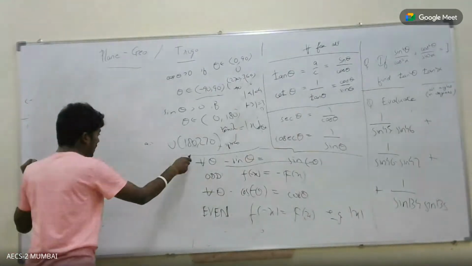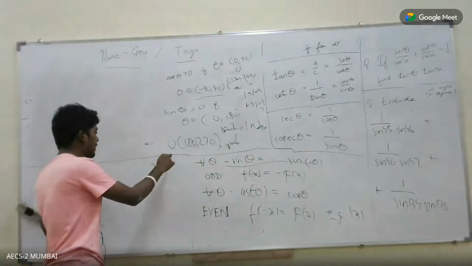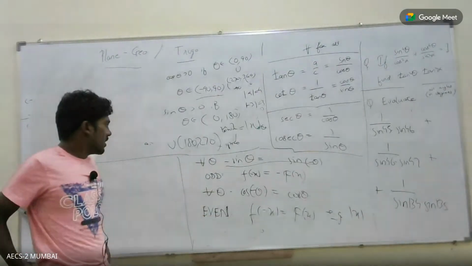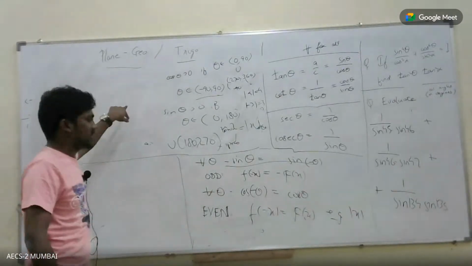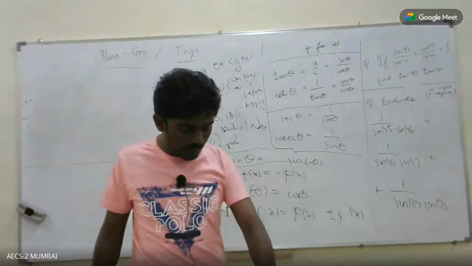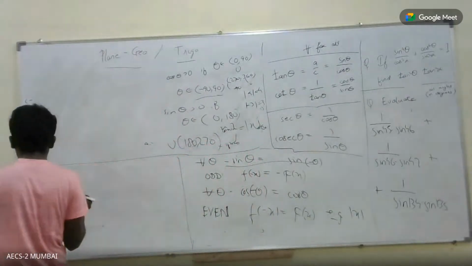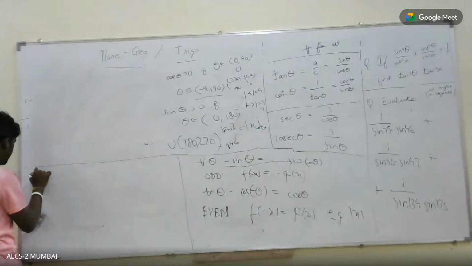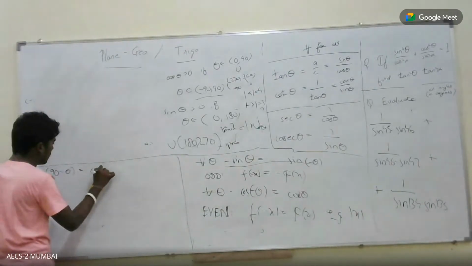As an extension, I'll write a few more properties on the board that are useful for you to know. You can prove them very easily by using all that you have seen so far, that is the positioning of sine and cos in the unit circle and the graphs of sine and cos. But I won't prove them here because that will take a bit too much time, right? So first we have sine of 90 minus theta is equal to cos theta.